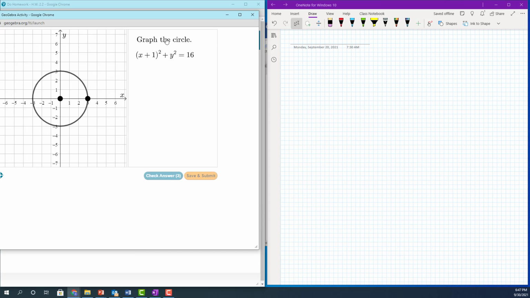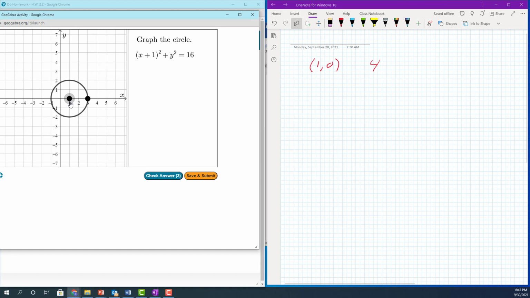And notice that this circle is in center radius form. So we can see that the center is going to be at 1, 0, and the radius is going to be the square root of 16, which is 4. So what we need to do is take this and move this to the center, which is when x is equal to 1 and y is equal to 0. There you go, we're done.